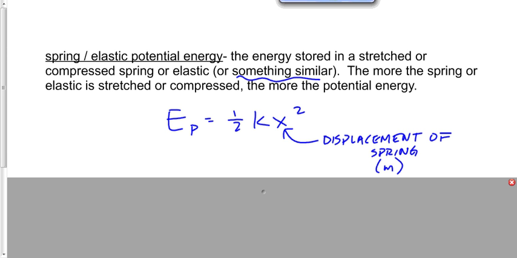We're not talking about how far the elastic goes when I release it. We're talking about how much it's stretched or compressed when I pull it back. Does that make sense? Delta d is the displacement, the movement of the elastic. x is the amount that the elastic is stretched or compressed. That's what we care about here when we're measuring the elastic or spring potential energy, the amount that it's compressed or stretched.